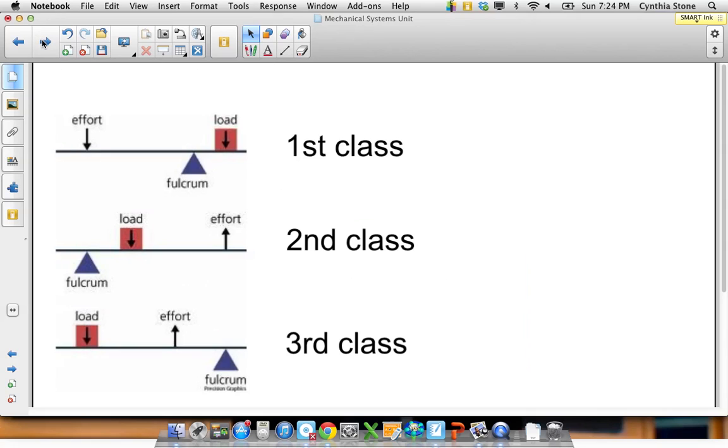That's the AMA. That was just the classes of levers to compare it. So again, with the load in the center, it's a second class lever.